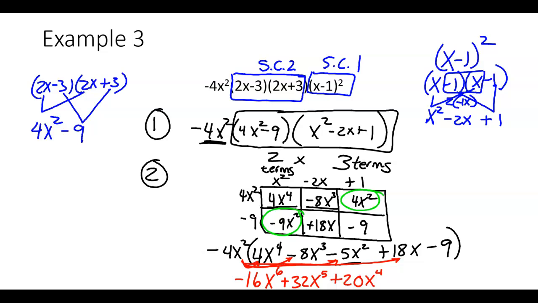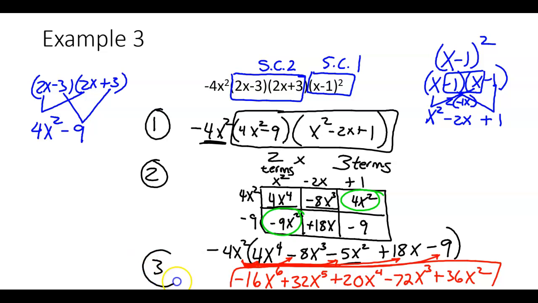Negative 4 times 18. Thank you. 72x to the 3rd. And then finally, negative 9 times negative 4x is positive 36x squared. And now we're officially done with our mega multiplication problem. Yes, it is a lot of work. So step 3. So step 1, shortcut. Step 2, box. Step 3, distribute.